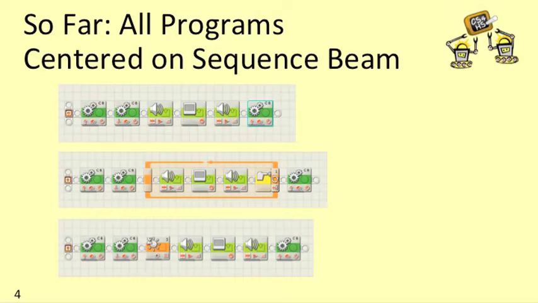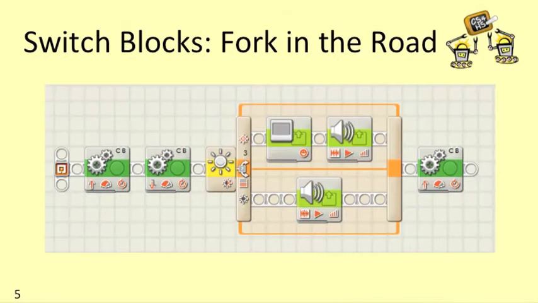But so far, with all of the programs we've written, whether they contain loops or sensor waits or just regular blocks, all of our blocks have lain centered on that main sequence beam. And as long as we leave out the loops and the wait blocks, we expect that all the blocks will be executed at least once. But switch blocks act like a fork in the road. You choose which path to take based on the current situation.